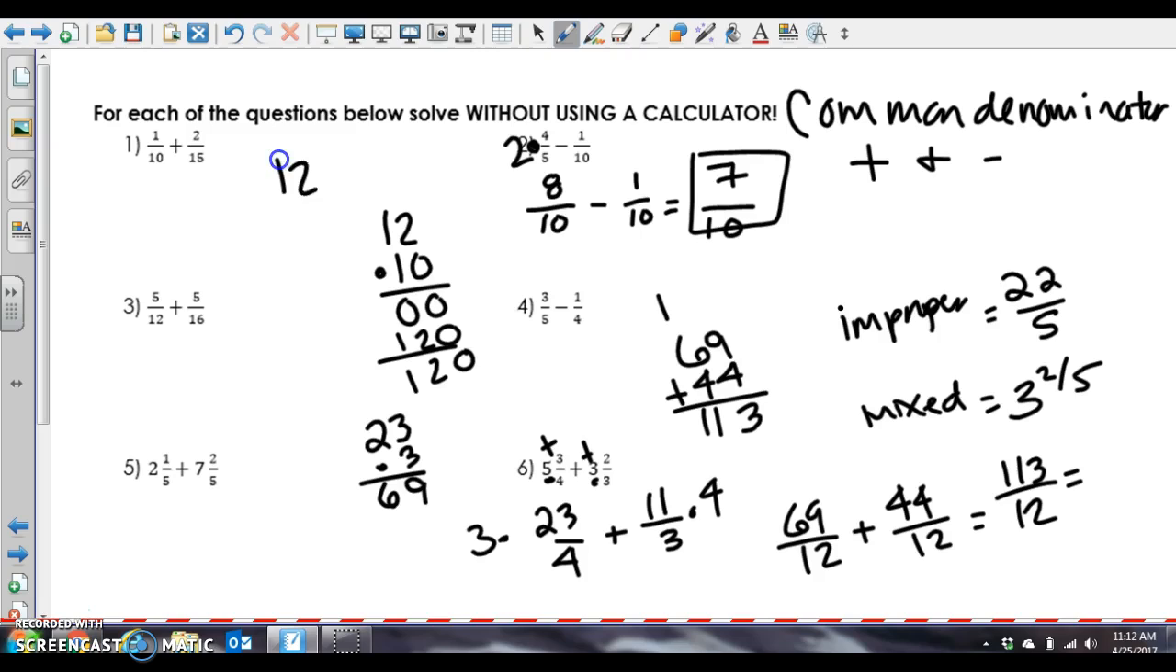I'm going to do 12 times 9, which is 9 times 2, which is 18. Carry the 1. 9 times 1 is 9 plus 1 is 10, so 108. So it goes in 9 full times. 113 minus the 108 is 5/12.